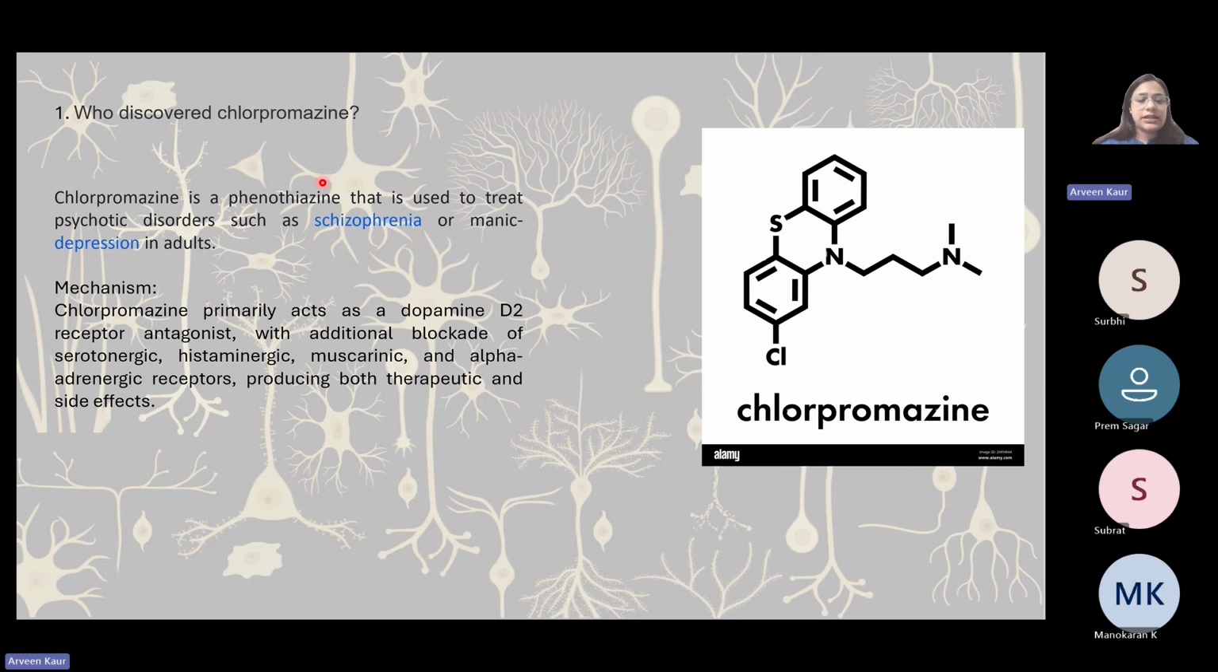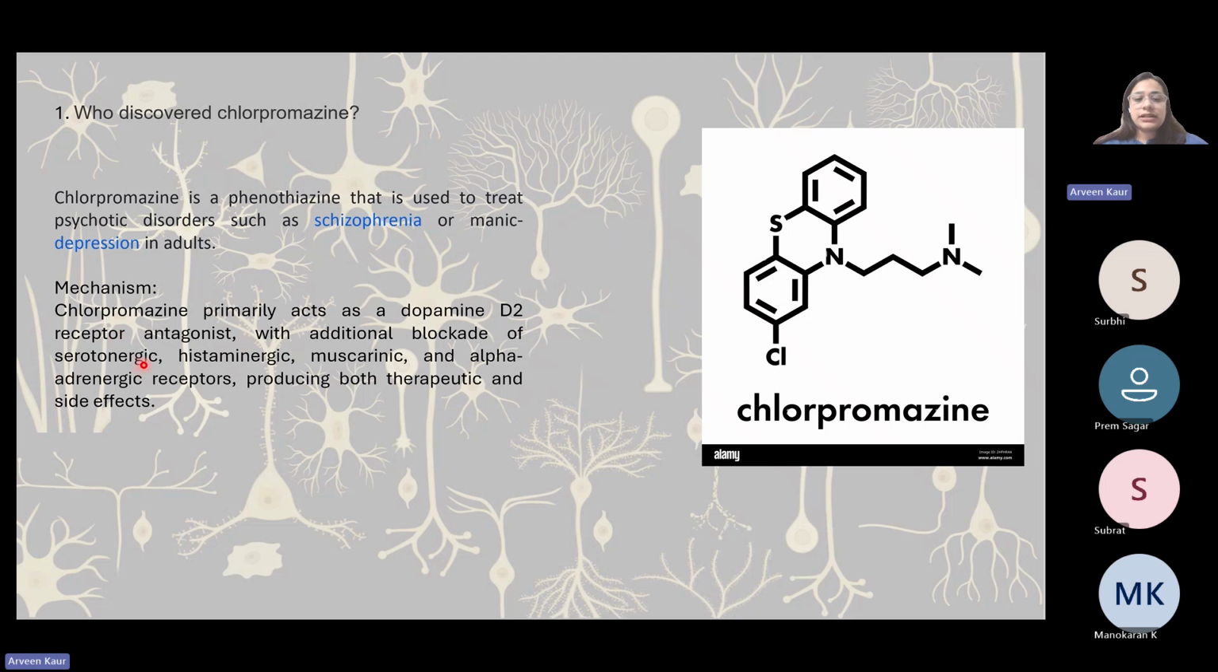It is under a class of compounds known as phenothiazines. It is used to treat psychotic disorders such as schizophrenia or manic depression in adults. Manic depression is also known as bipolar disorder, right? What is the mechanism of action of this particular drug? It primarily acts as a dopamine D2 receptor antagonist.